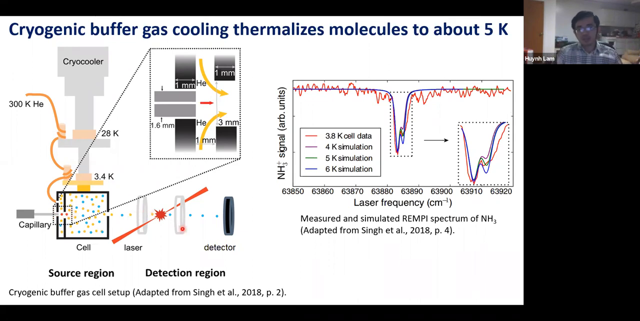So Singh and co-workers used the laser to measure the spectrum of the molecules, and by comparing the absorption spectrum of the molecules with the simulation from theory, they concluded that the temperature of the molecules, which is ammonia in this case, is about 5 Kelvin, which means it reached a fairly good thermalization with the 3.4 Kelvin helium.